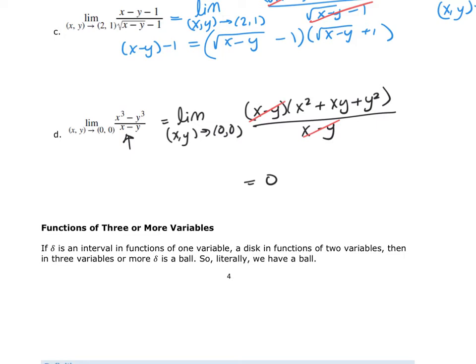So can we do this with 3 or more variables? And the answer is yes. Our epsilon and our delta are going to change slightly. We went from a delta that is an interval, to a delta that's a disk, which in 3-space or higher means that our delta is a ball. So we're literally having a ball.